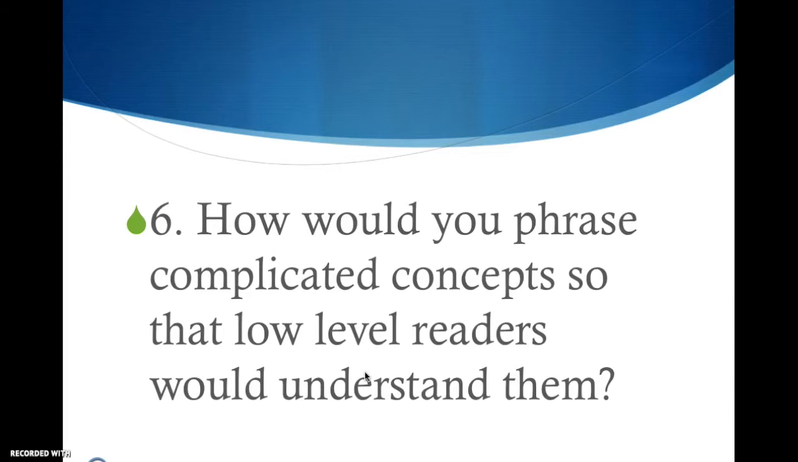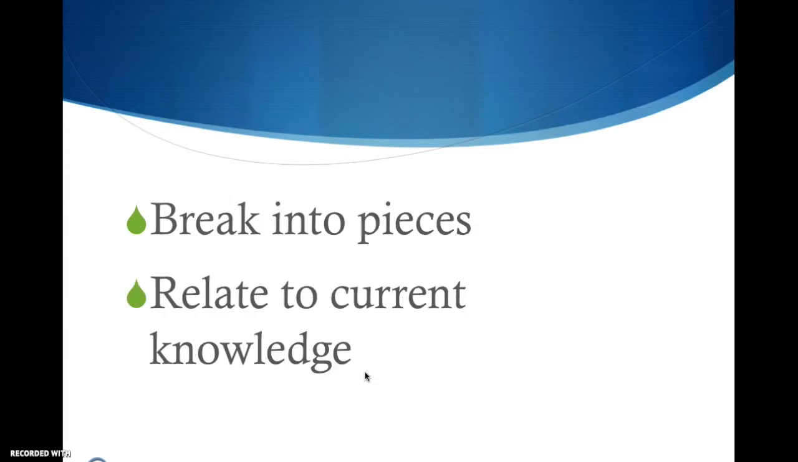6. How do you phrase complicated concepts so that low-level readers would understand them? Key to this one is to chop it up, pretty much. If you make it into small individual chunks that they can understand, you can then string them together to form a unified whole. Second thing, which is good learning overall, is to relate the new knowledge to current knowledge. Not only will this form connections and strengthen their learning overall, but it will allow them to understand it better, even though it's a complicated new topic.